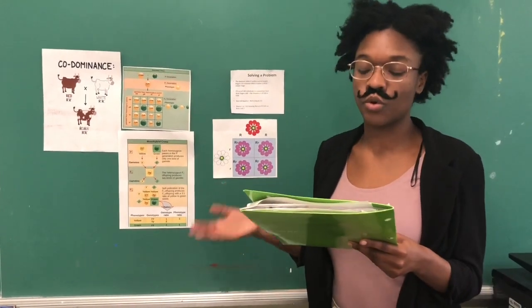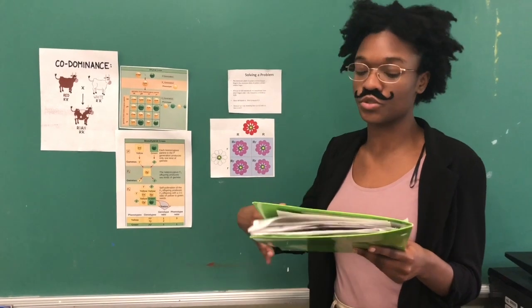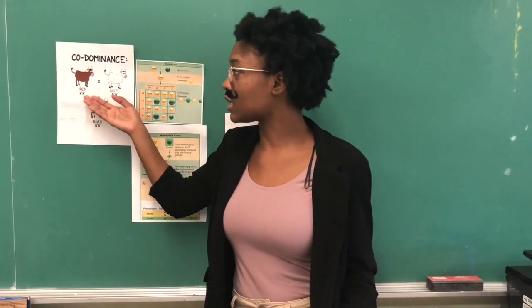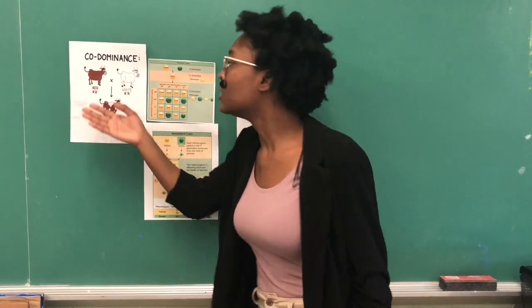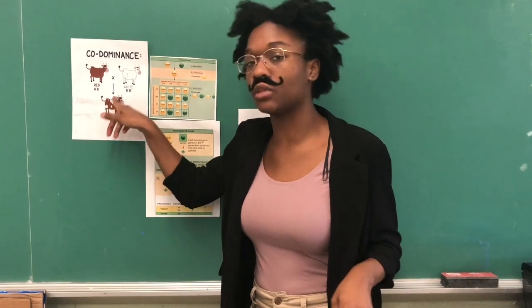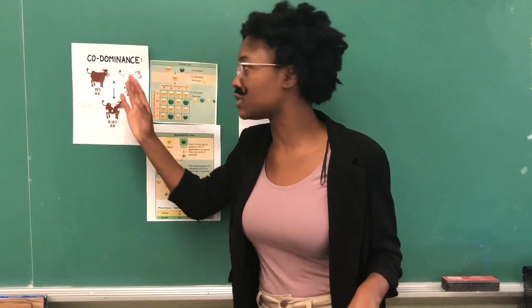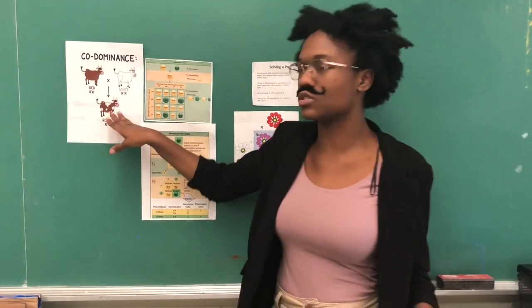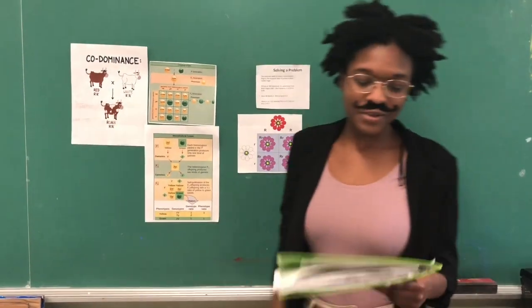And codominance would be if the offspring shows equal distribution of both dominant and recessive phenotypes. An example would be a red cow and a white cow breeding together and creating a roan in which there would be blotches of white and red. So it's different from this because this is a complete mixture, while this one is blotches, so it's codominance.